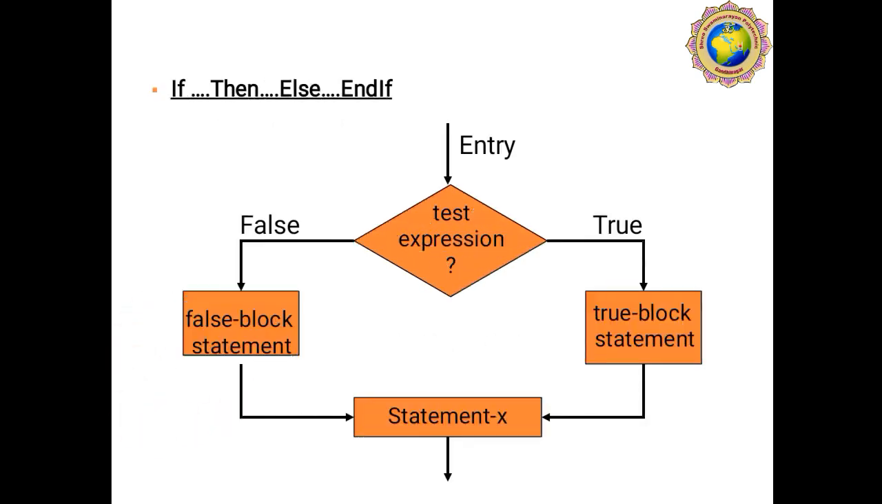Next, the if then else and end if decision making statement. Here is the flow chart of our if else. First, given a condition, if the condition is true, then the true block statement occurs for execution. If the condition is false, the else block occurs for execution, and then the output is given. This is the basic flow chart of the if else statement.